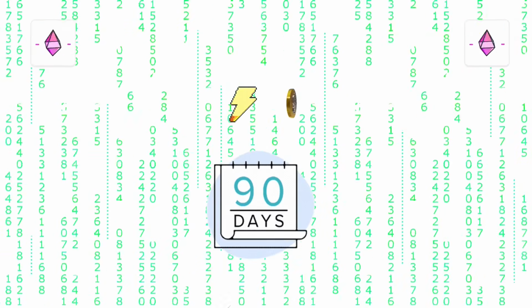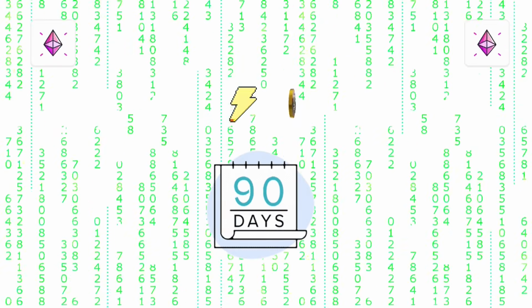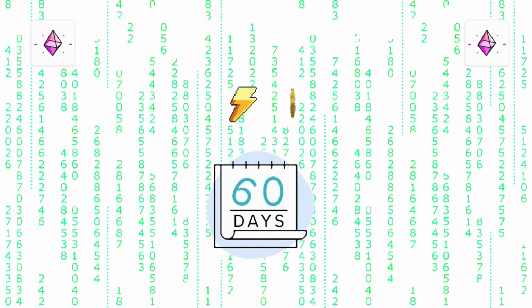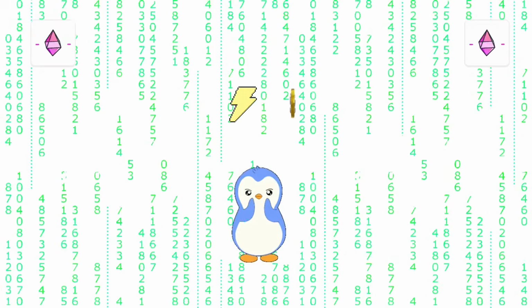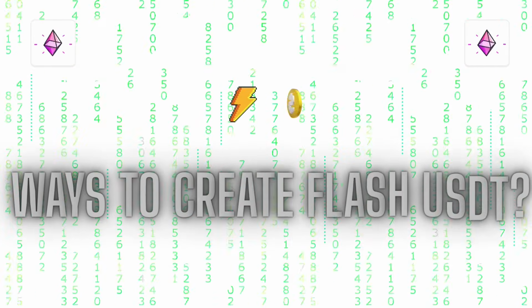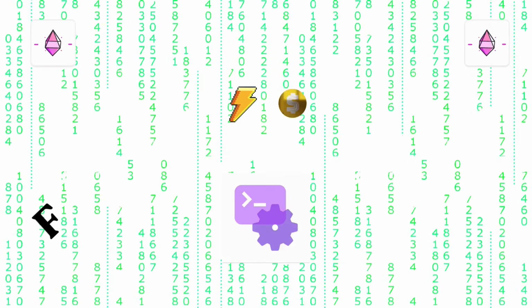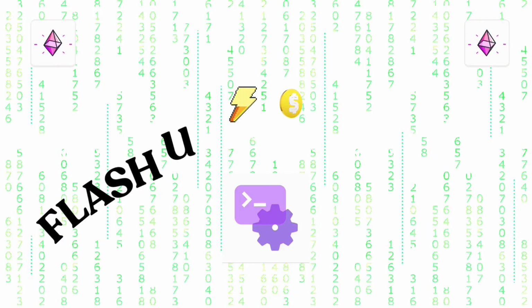These Flash USDT remain on-chain for 60 to 90 days. After the duration ends, the transaction disappears. This makes it perfect for training, presentations, product demos, and development testing. So what are the different ways Flash USDT can be created? Let's discuss. The first way is to use a software.